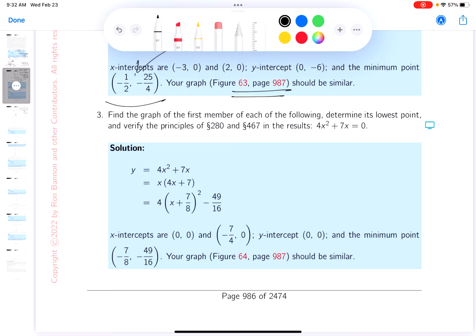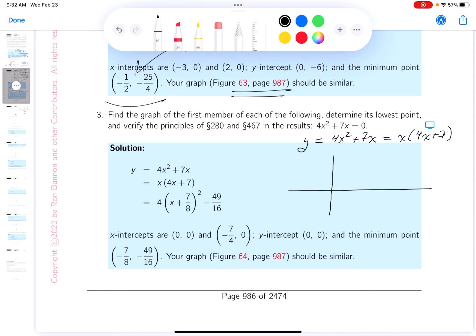Again, I'm going to graph the first member, which is the left-hand side, and that's 4x squared plus 7x. This is a parabola. I'm going to factor out an x, and what do you get? You get x times (4x plus 7). I'm going to put a little picture down.